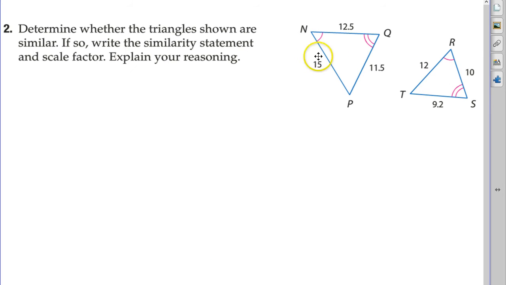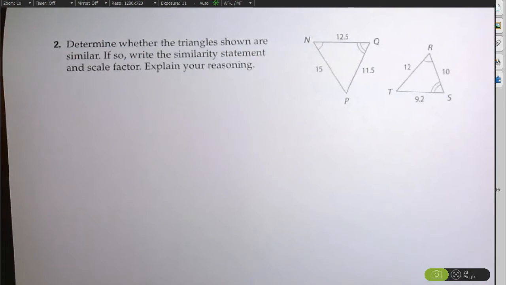It asks us to determine whether the two triangles shown are similar, and if so, write the similarity statement and scale factor. Explain your reasoning. Now there's a lot to this problem, so I'm just going to give you that brief overview, because I think otherwise this is what took so long in the last video.